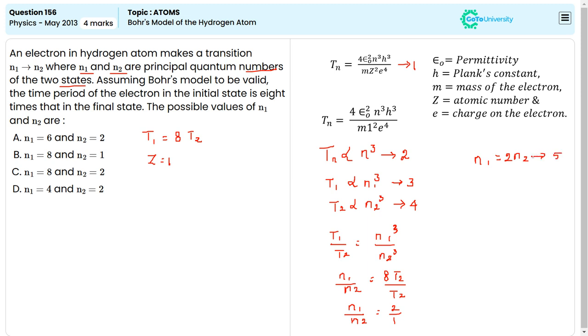By equation 5, when n2 is equal to 2, n1 is equal to 2 times 2, so n1 is equal to 4. n1 is 4 and n2 is 2. So option D, n1 equals 4 and n2 equals 2, is the right answer. Option D is the right answer.